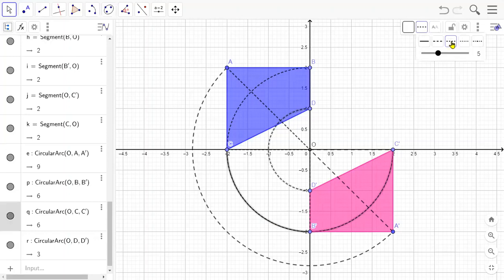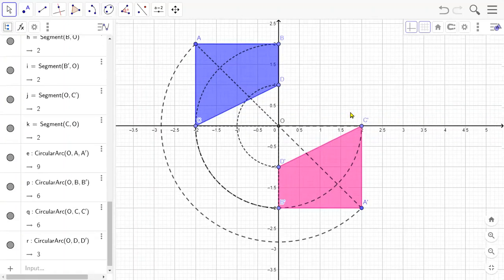Okay, let me just give the dotted line. Here, in one case it is not dotted. Okay, let me just make it dotted. Now it has become dotted. Let me just drag this file a little bit. Here the drawing is very attractive. It is very beautiful.